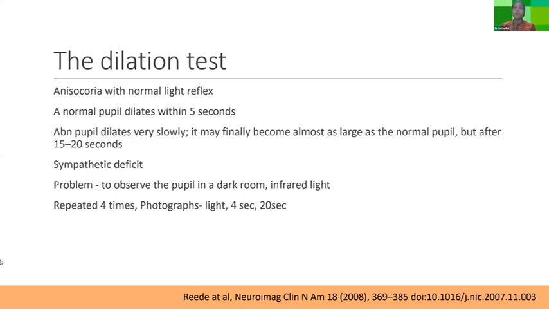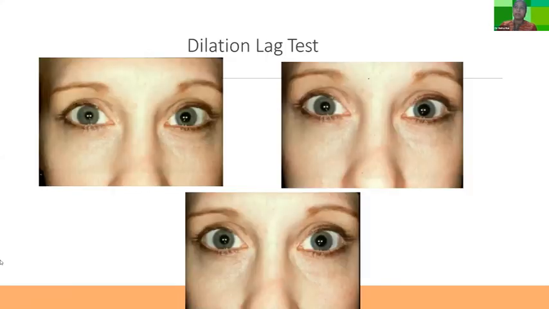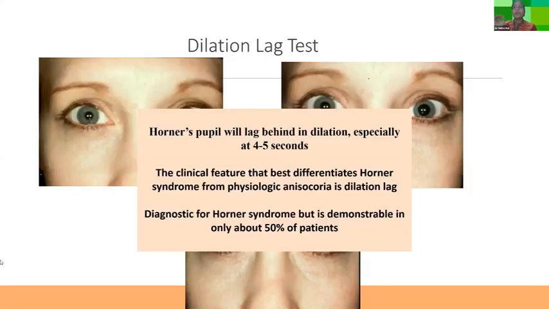However, the dilation test is very difficult to observe because the room has to be dark, and we can use infrared light for the same. This test needs to be repeated at least 4 times, and photographs are taken once the light is switched off, especially at 4 to 5 seconds, and then at 20 seconds. In the dilation test, Horner's pupil will lag behind in dilation, especially at 4 to 5 seconds.